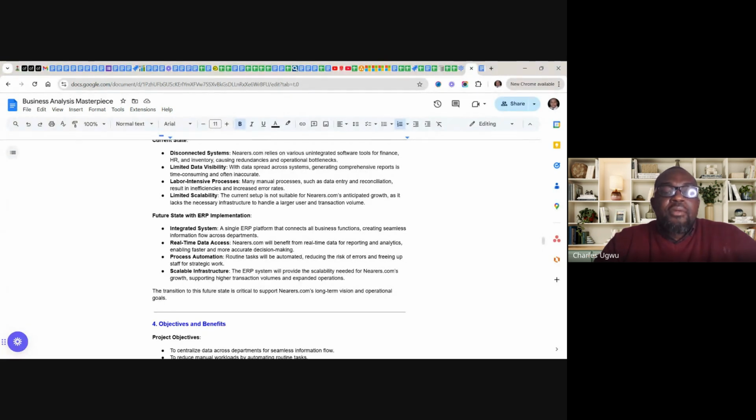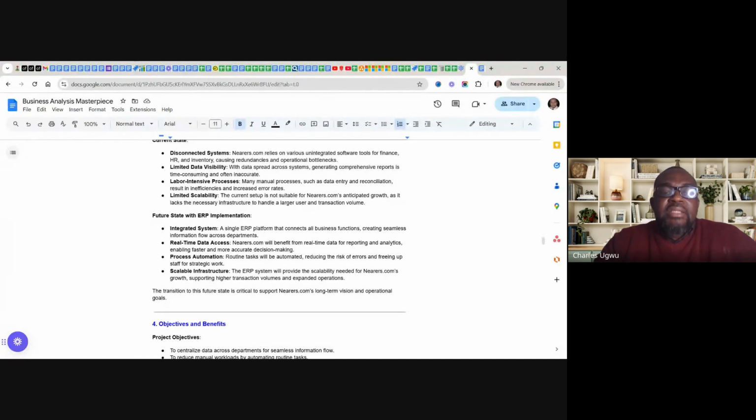Integrated system. With implementation of an ERP system, we are going to have an integrated system. A single ERP platform that connects all business functions. Connect HR, finance, inventory, connect everything together, and we can share information seamlessly. So this ERP is going to connect all business functions, creating seamless information flow across departments.